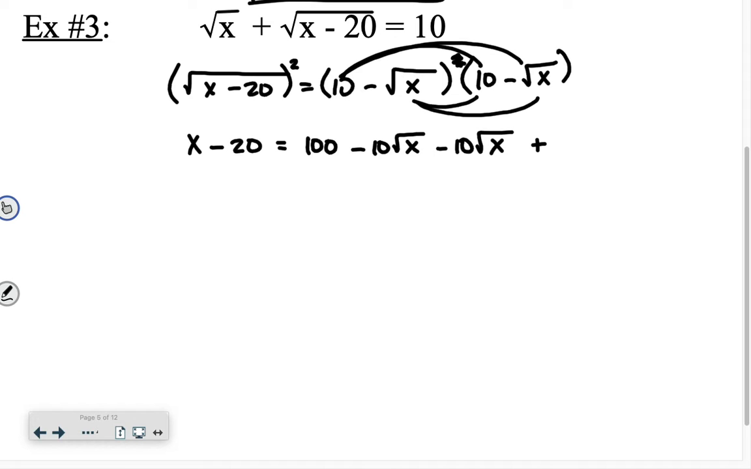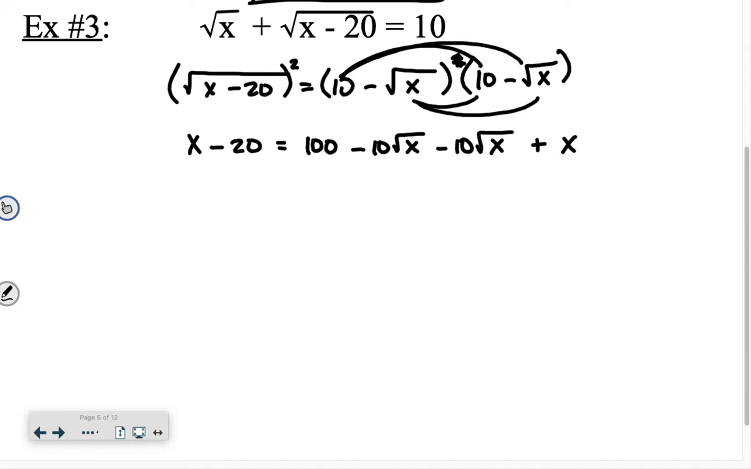What's the square root of x times the square root of x? It's x. Okay? You're squaring it. The other way of thinking about it is this is the square root of x squared if you multiplied it, which takes you right back to x. Okay?